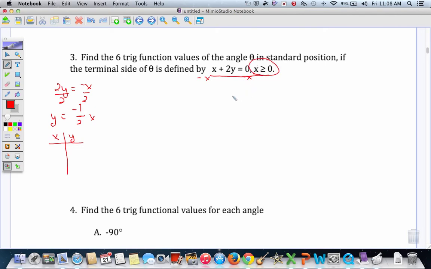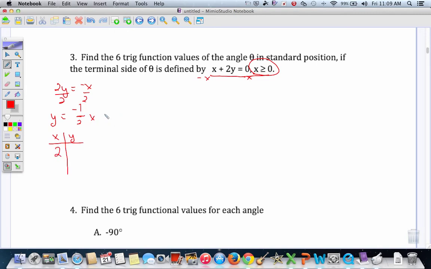Up here it says x is greater than or equal to 0. What that means is x is positive. So I can choose any positive number here I want to. I can do 1, 2, 3, 4, 5, 6, 7, all the way up to 10,000, 20,000, whatever we want to do. But let's make life simple.